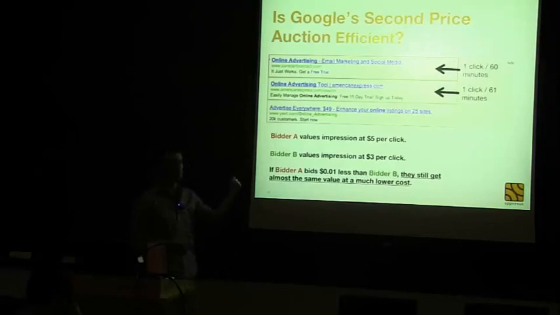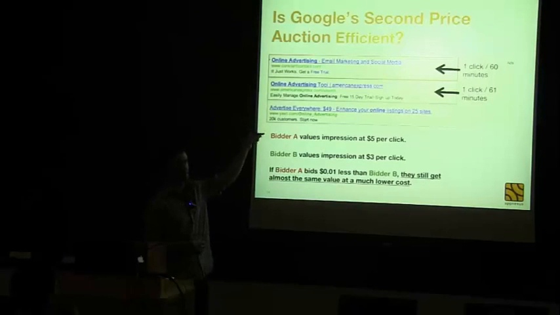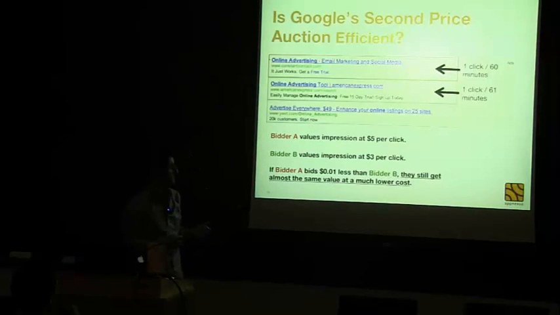So what if I'm a bidder and I realize that I get about the same click-through rate if I'm in the first placement or the second placement? So in this case, I get 1 click every 60 minutes if I'm up at the very top, but I get about the same, 1 click every 61 minutes, if I'm in the second highest position.